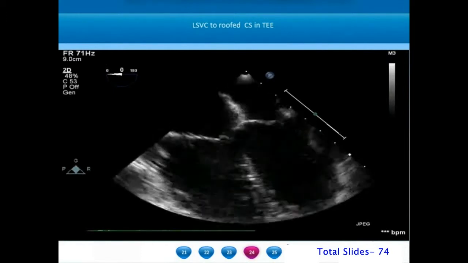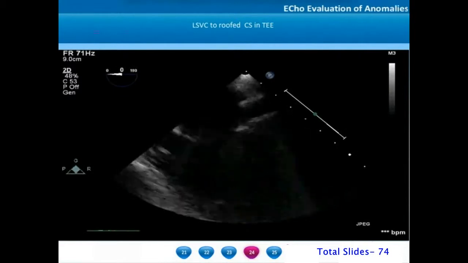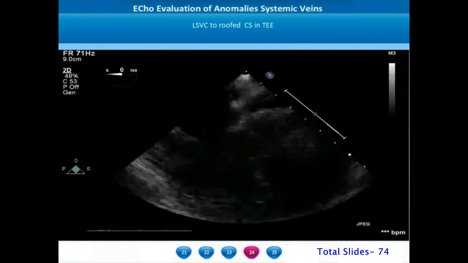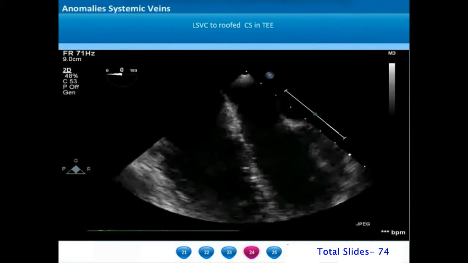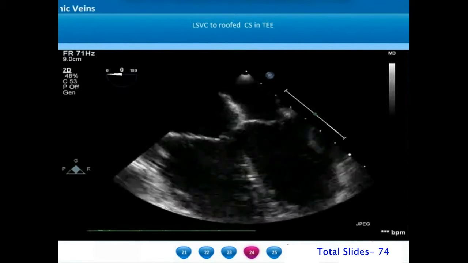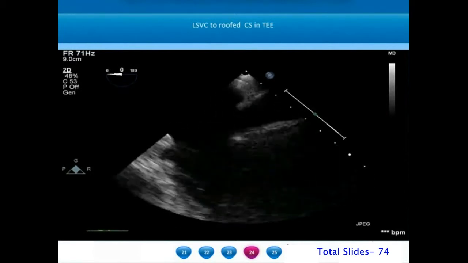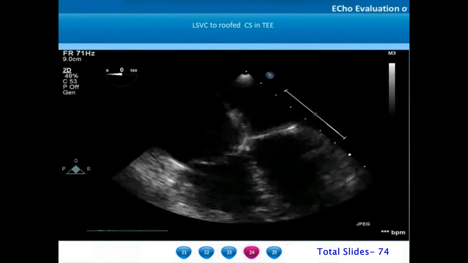On a transesophageal echocardiogram in the 0-degree plane, after appreciating the mitral valve apparatus, if we advance the probe a little deeper into the esophagus, we will be able to appreciate the dilated roofed coronary sinus on the posterior mitral annular groove.